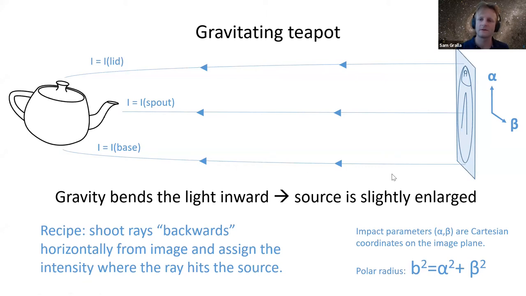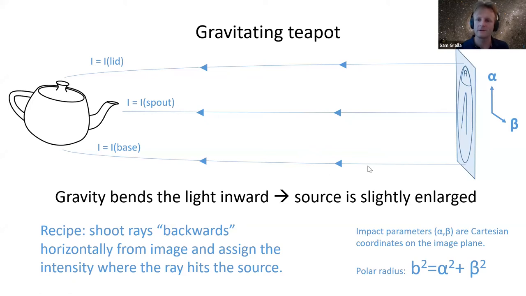And so at the origin of that ray, you assign that intensity and you fill out a picture of the teapot. And you can see just from the picture on the screen that because gravity is bending the light towards the gravitating source, the gravitating teapot just looks a little bigger, right? If there weren't gravity, this one would have just gone straight, but because of the bending, it arrived a little bigger.